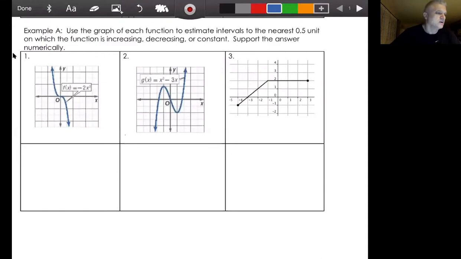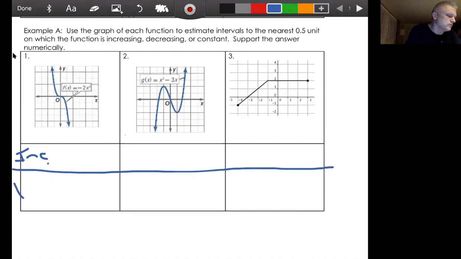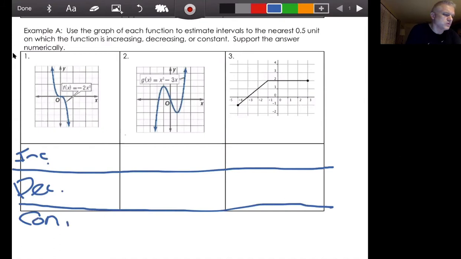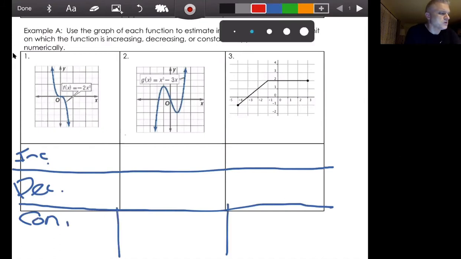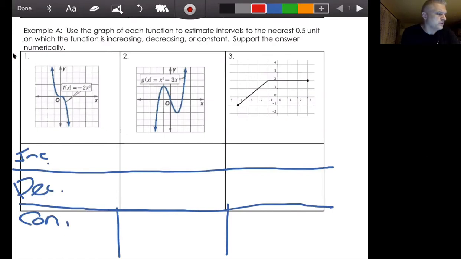So these three questions ask, use the graph to estimate intervals to the nearest half a unit where the function is increasing, decreasing, or constant. So let's say we want to know where they're increasing. We'll do increasing first, and then decreasing second. And then any place that they are constant, we'll do that third. Okay, so looking at question 1, from left to right, where is the y value, the f of x, increasing? Well, if I start here at negative infinity, it is never increasing. So you can use the empty set. You can say it never increases, right?